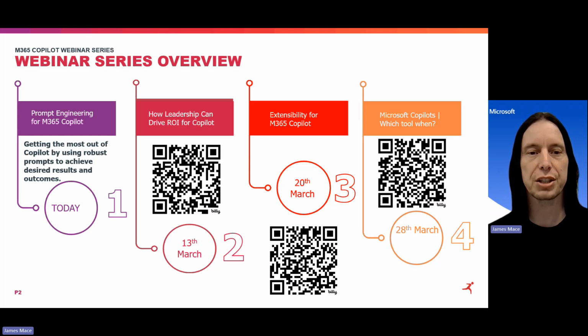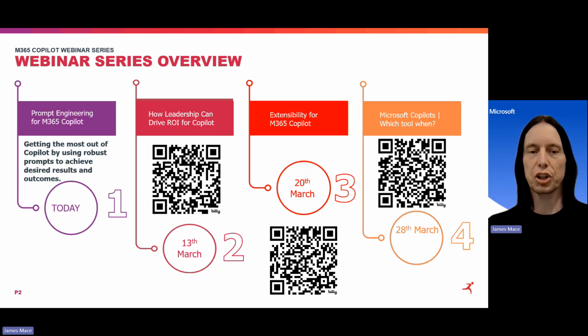So today we're going to take you through getting the most out of Copilot, using robust prompts to achieve your desired outputs.